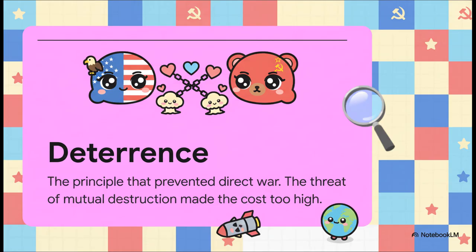It all came down to one terrifyingly simple idea: deterrence. Both the US and the Soviet Union had so many nuclear weapons that they knew if one side launched, the other would launch right back, and, well, that would be the end of everything. They called it mutually assured destruction. It's an insane paradox, right? The very weapons that could destroy the world were also the only things preventing a war.